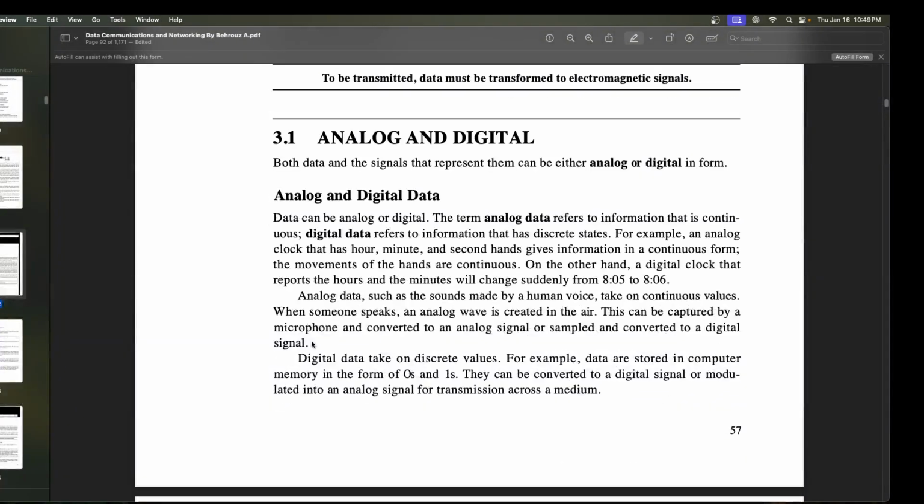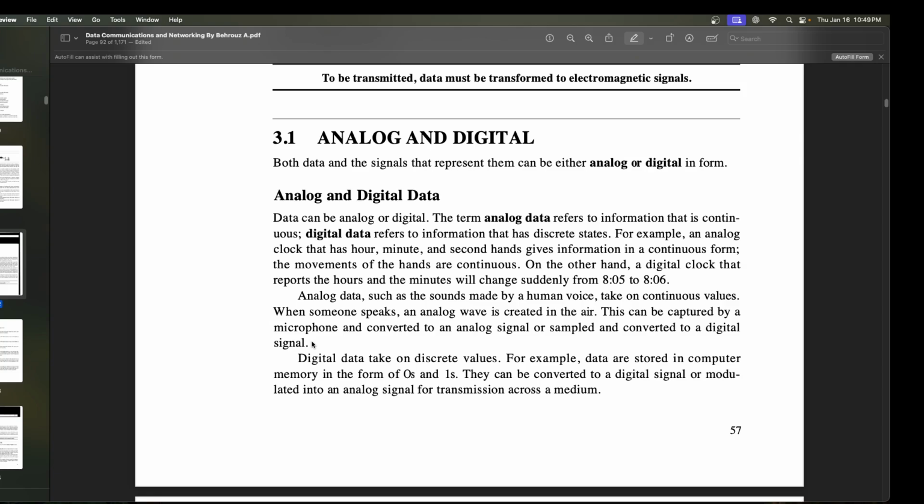Analog and digital signal: the data can be either analog or digital. Analog refers to information that is continuous. Digital is something discrete, in packets. For example, an analog clock shows hours, minutes and seconds continuously, while a digital clock will only report hours and minutes. It will change from 85 to 86. It will be discrete.